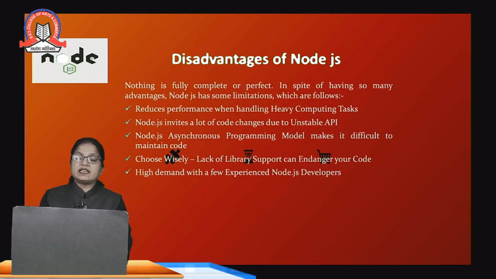But there are some disadvantages also, which are as follows. First, it reduces performance when handling heavy computing tasks. Node.js invites a lot of code changes due to unstable API. Node.js asynchronous programming model makes it difficult to maintain code. So we can choose it wisely. Lack of library support can endanger your code. High demand with a few experienced Node.js developers.